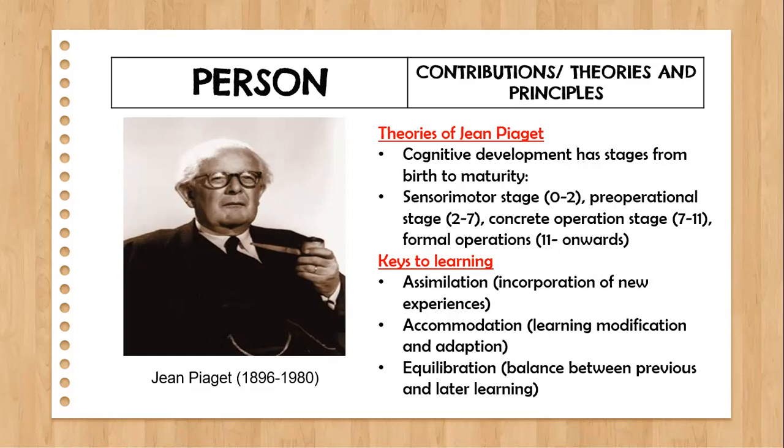Second one is the pre-operational stage, from 2 years old to 7 years old. Concrete operational stage is from 7 years old to 11 years old. And formal operations from 11 onwards. So we are talking about how a person thinks, how a person thinks critically.